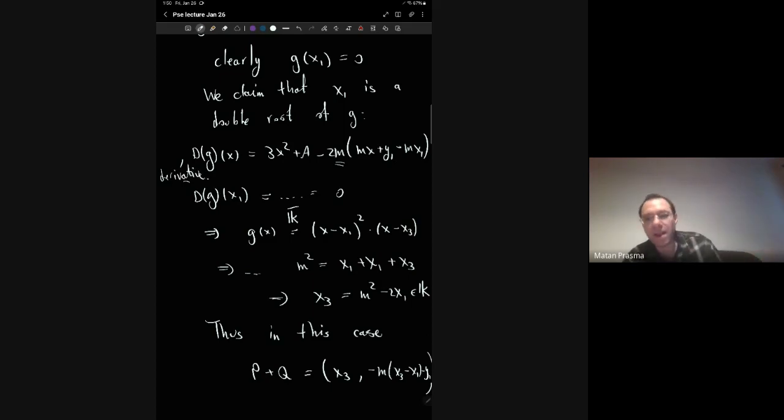We had a lemma. This appears in the notes. I don't remember exactly where, but we definitely talked about it. That an element in a field is a double root of a polynomial if and only if it nullifies the polynomial and the derivative of the polynomial, right? Okay.